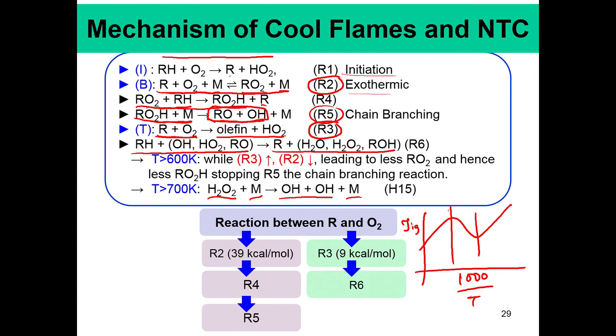So, this range is essentially explained by this: up to this range everything was going fine, but from this point onwards, your reaction 2 is diminished, and as a result the chain branching reaction is diminished. But after this point, that is after about, say, 700 Kelvin, there is another alternative chain branching reaction that pops up, H2O2 plus M going to OH plus M, and as a result your ignition delay can further reduce.